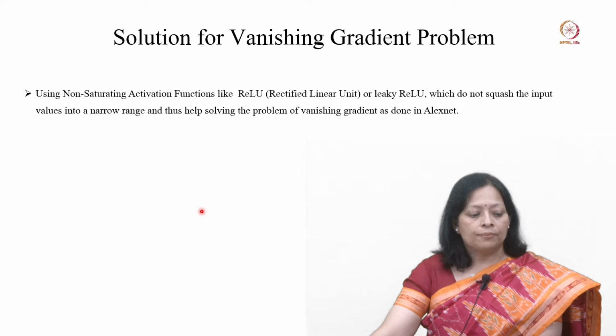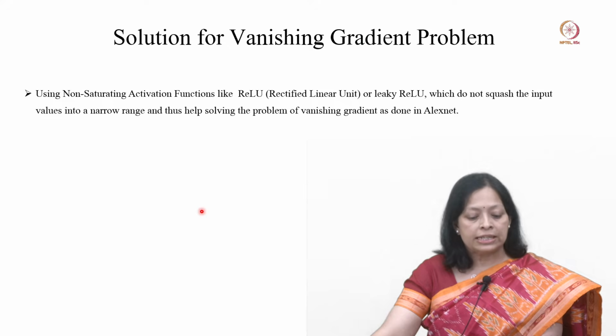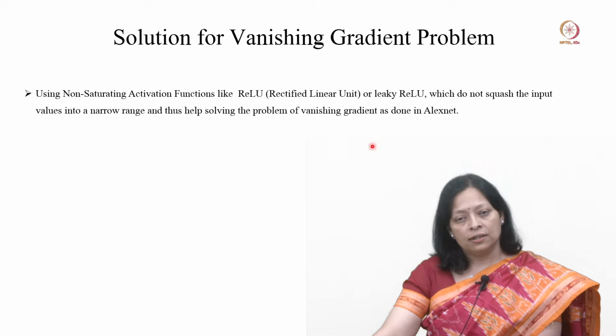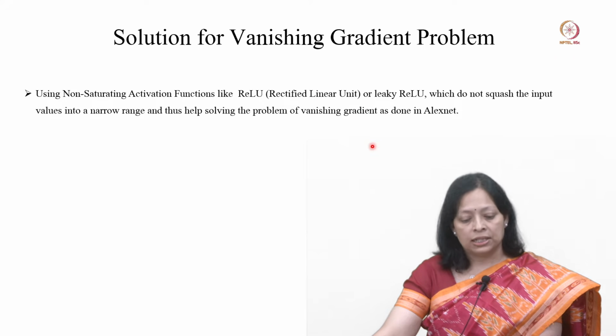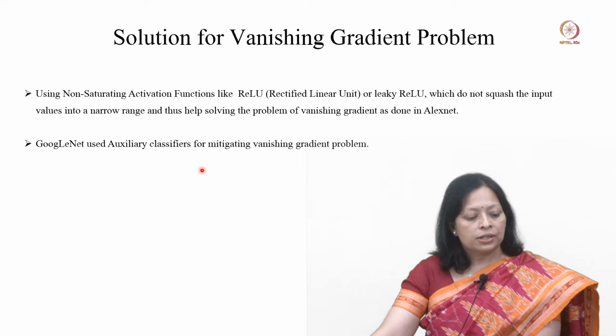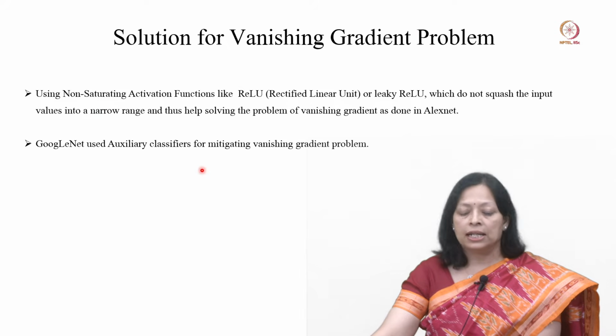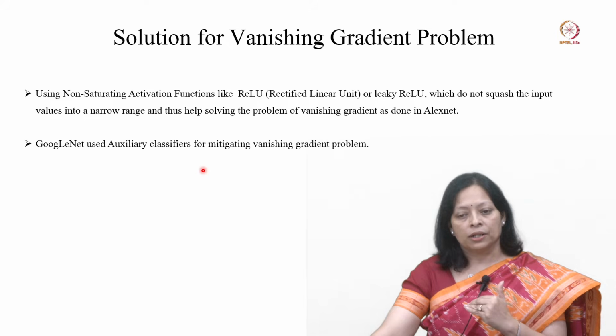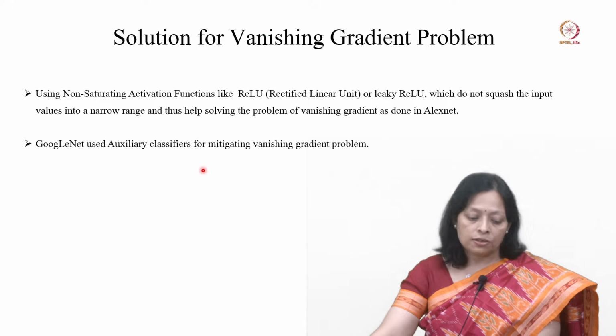Now, what is the solution for this vanishing gradient problem? First is using non-saturating activation functions like ReLU or leaky ReLU, which do not squash the input values into a narrow range, and thus help solve the vanishing gradient problem, as done in AlexNet. In AlexNet we have seen that the vanishing gradient problem was mitigated using ReLU or leaky ReLU. GoogleNet used auxiliary classifiers for mitigating vanishing gradient problems. So, there are various techniques scientists have taken to mitigate the vanishing gradient problem.